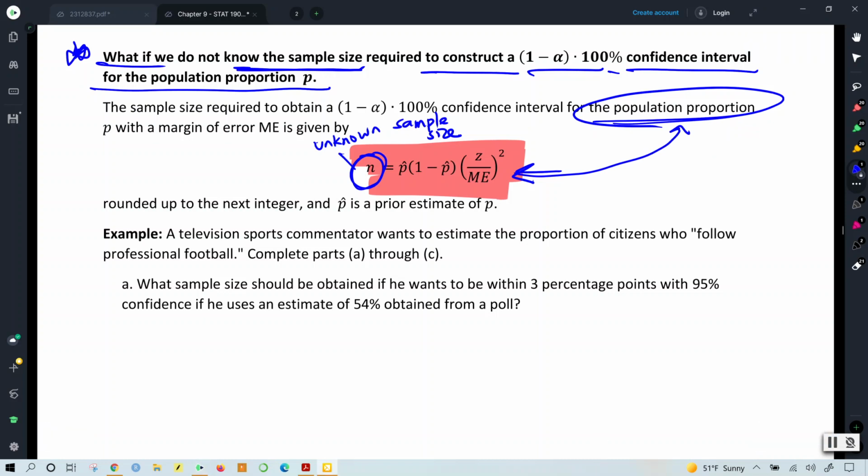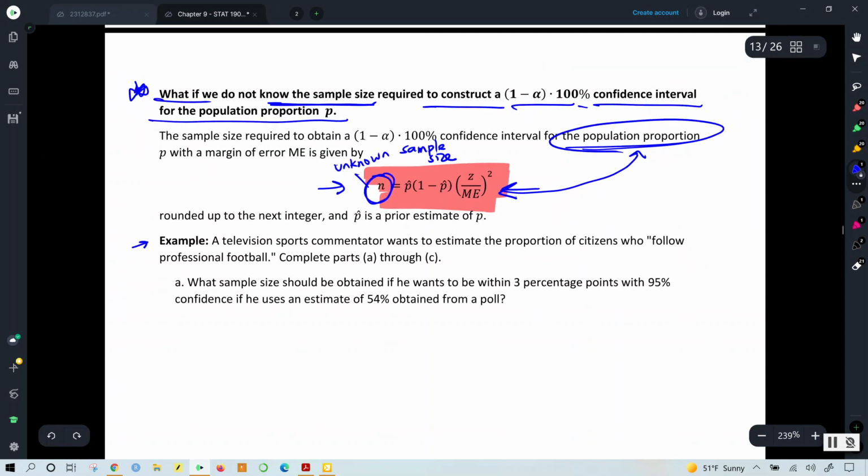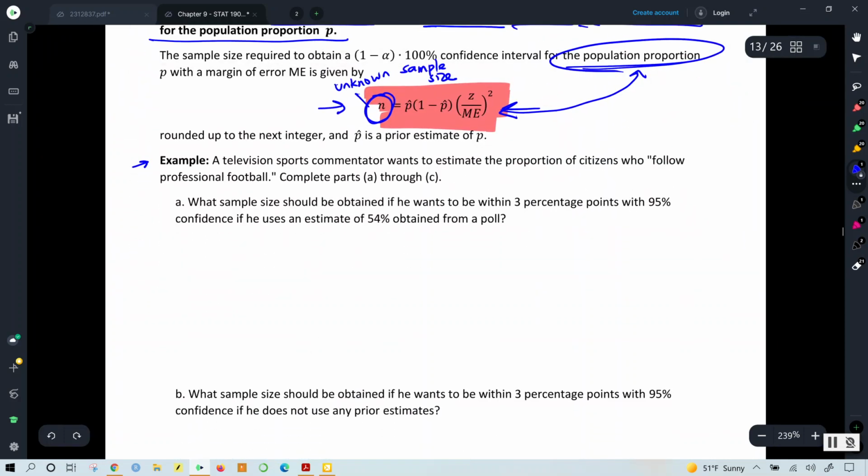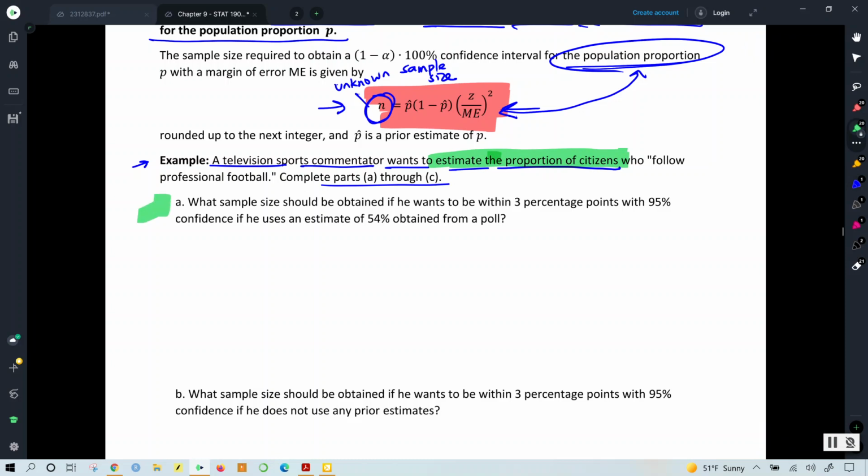To illustrate how to use this formula, let's take the first example. In this example, we're told that a television sports commentator wants to estimate the proportion of citizens who follow professional football. We have to complete parts A through C. The first note to make here is that we're trying to estimate a proportion. So we proceed to part A of the question.